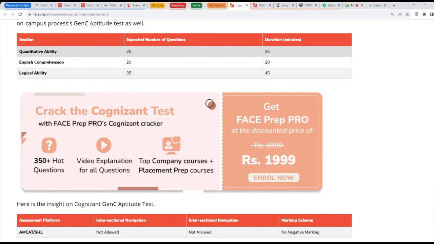If you want to know the pattern of a specific company, I would recommend you go to sites like Face Prep, Prep Insta, Geeks for Geeks. There you can see all the previously hired candidates sharing their interview experiences, and for example, for round one, that's aptitude, what the different sections covered were or how many questions there were. So that will be helpful.